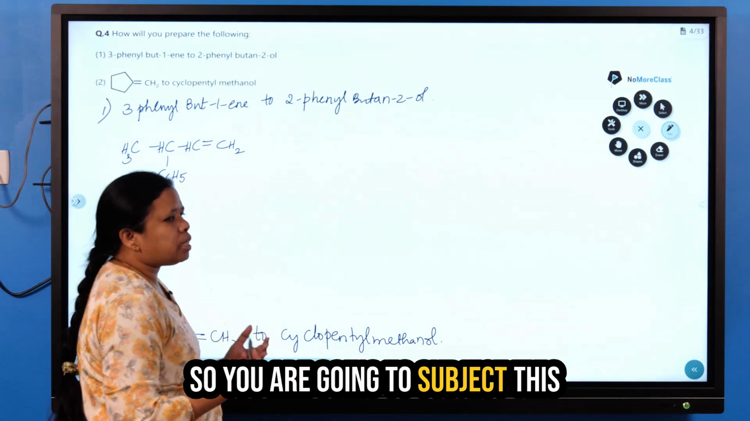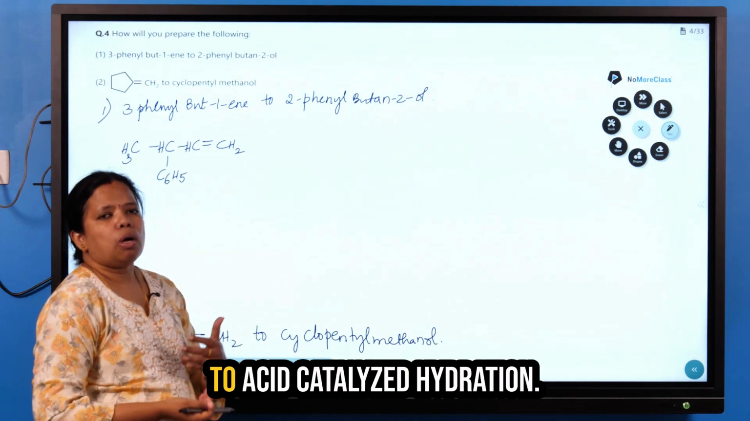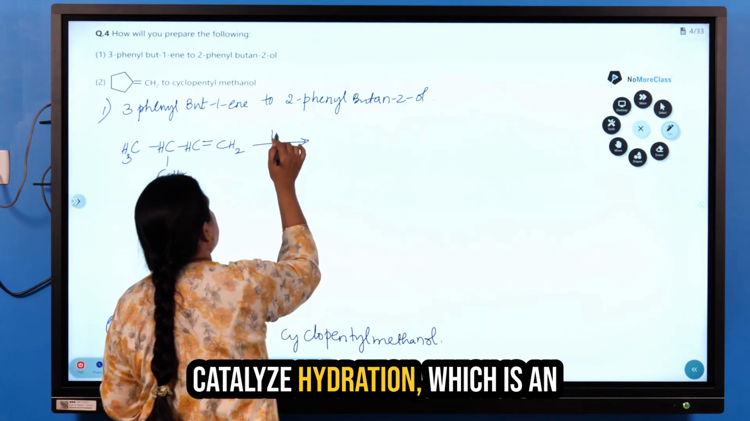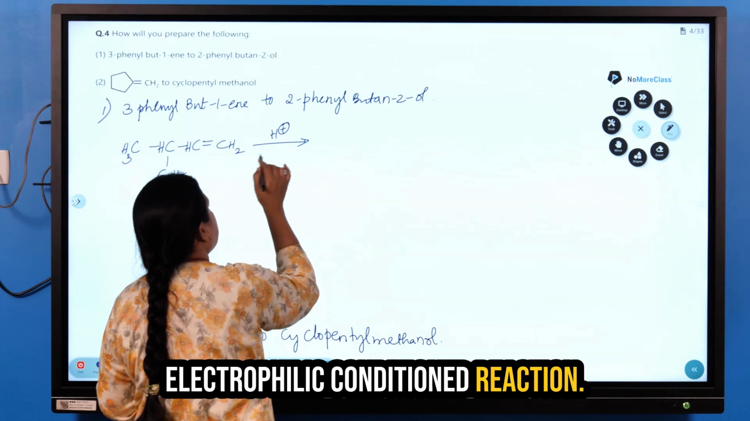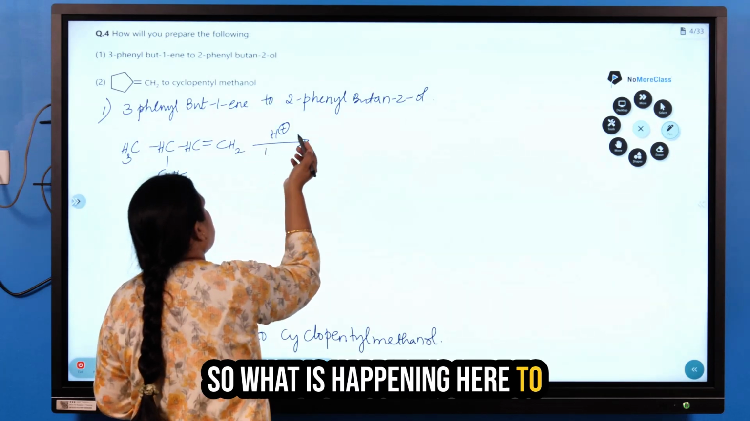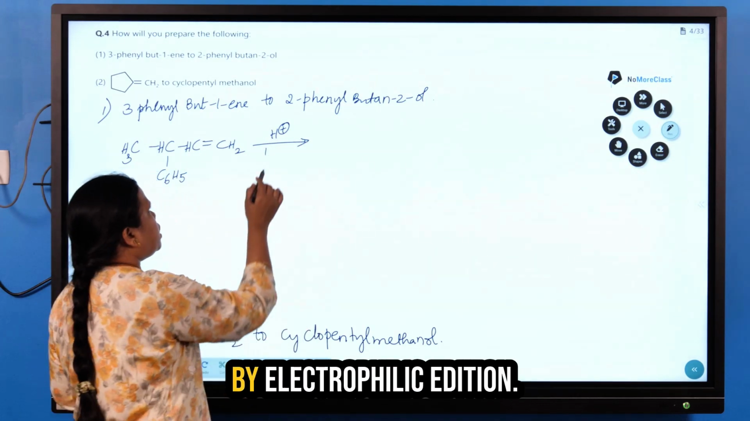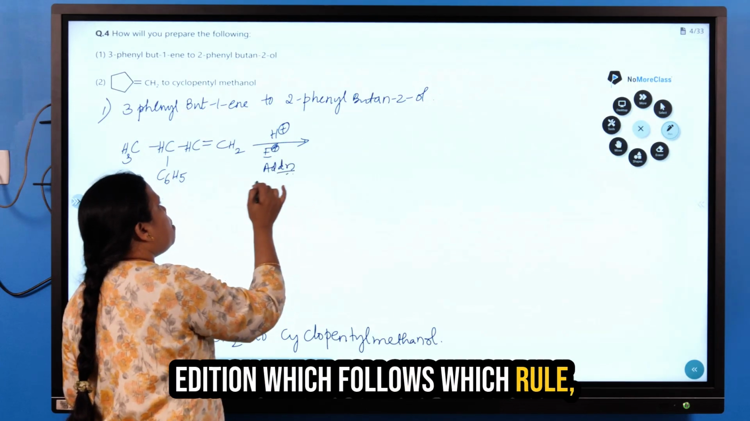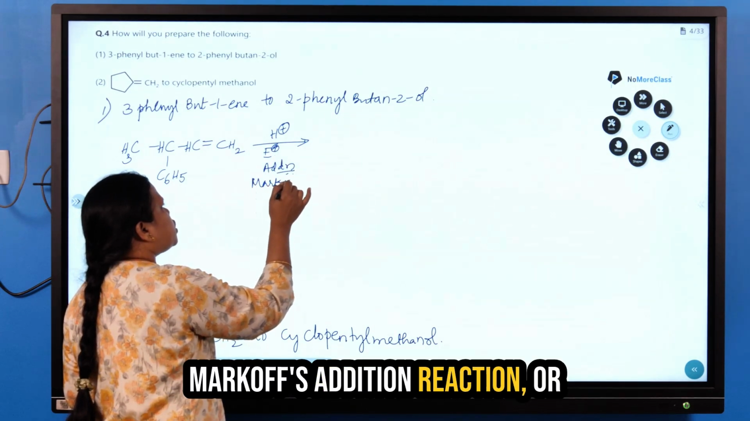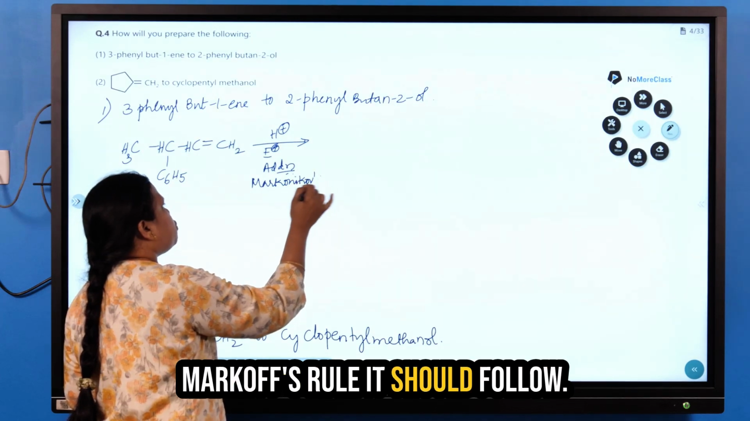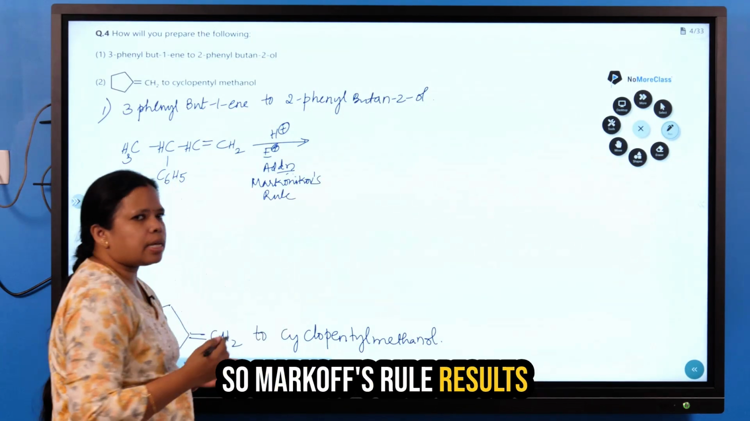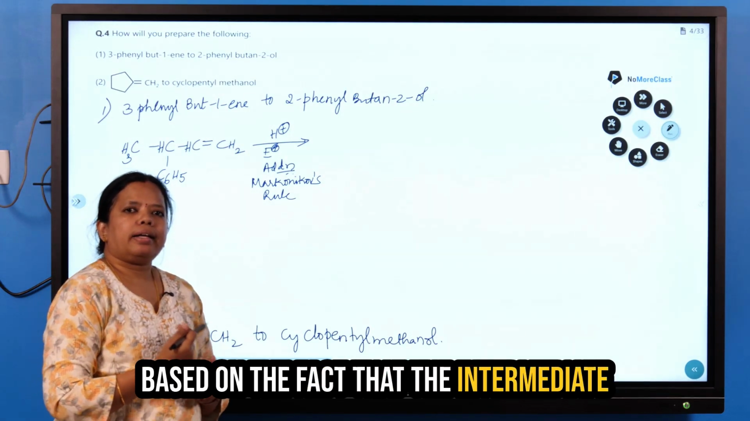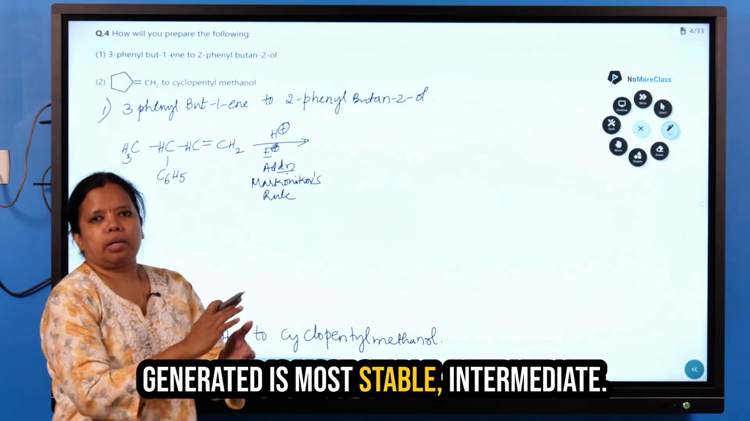So you are going to subject this to what? You can subject this to acid catalyzed hydration, which is an electrophilic addition reaction. So what is happening here? To start the acid catalyzed hydration by electrophilic addition, this will be an electrophilic addition which follows which rule? Markovnikov's rule it should follow. Markovnikov's rule is based on what? It is based on the fact that the intermediate generated is the most stable intermediate.